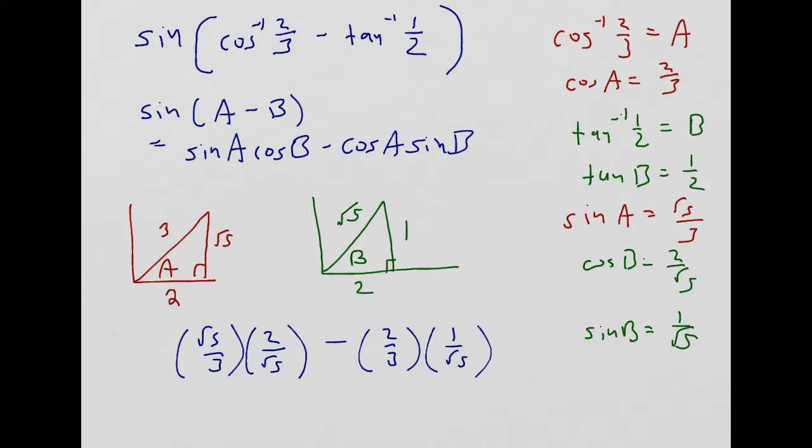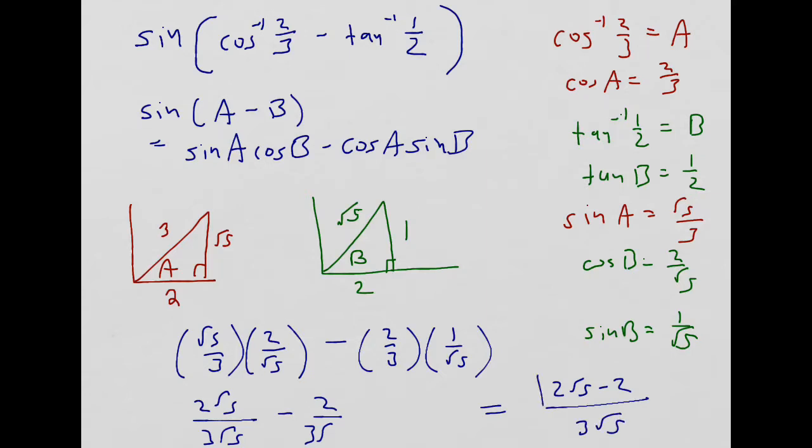Just doing a little bit of simplification here, we get 2 radical 5 over 3 radical 5 minus 2 over 3 radical 5. In this case, we have the same denominator, so we'll write the final answer here: 2 radical 5 minus 2 on the numerator, and 3 radical 5 on the denominator. Once again, I did not rationalize this radical 5 here or here because I knew I was able to combine them at the end. So this is going to be our final answer.